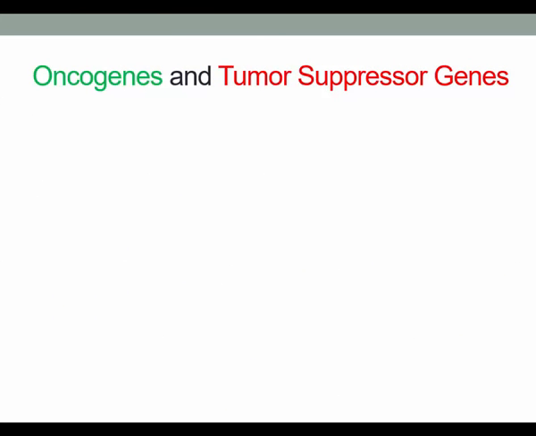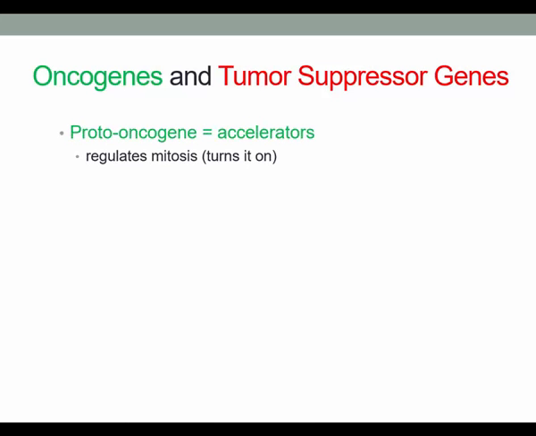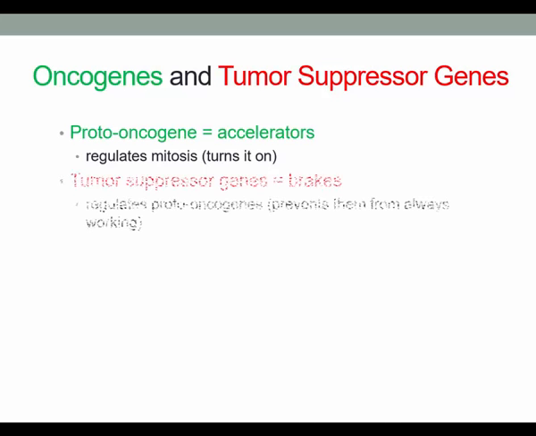Unmutated genes regulate mitosis. Proto-oncogenes are not yet mutated, but once they're mutated, they're referred to as oncogenes. And proto-oncogenes are genes that are involved in turning mitosis on. Tumor suppressor genes are genes that are involved in turning mitosis off. Mutations in either one of these can lead to cancer in that cell because then you can't regulate mitosis, and by definition, cancer is uncontrolled mitosis.